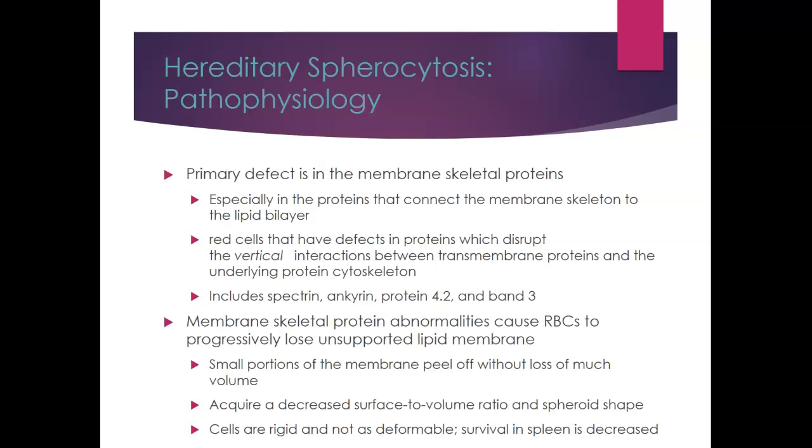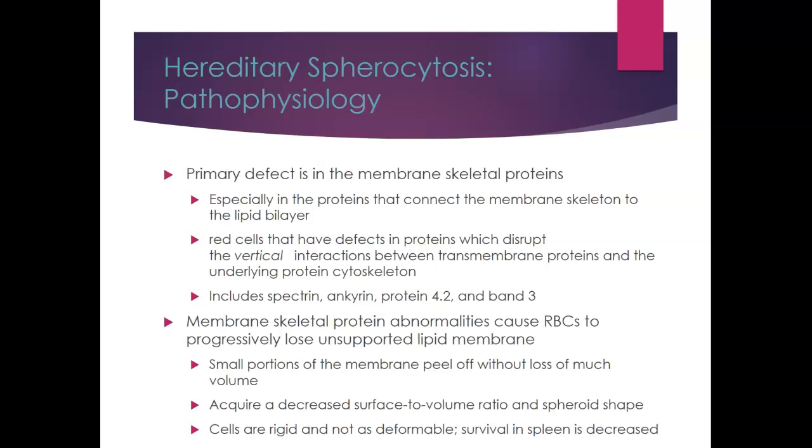So with this, the primary defect is in the membrane skeletal proteins. If you remember way back to basic hematology, we looked at the skeleton and the different layers within the red cell. So this is especially in the proteins that connect the membrane skeleton to the lipid bilayer, or the outside layer of the cell. Red cells that have defects in proteins which disrupt the vertical interactions between the transmembrane proteins and the underlying protein cytoskeleton is where we see that issue. So this includes spectrin, ankyrin, and then there's two proteins, 4.2 and band 3. Don't get too caught up in those. Just know that it is a skeletal defect, okay?